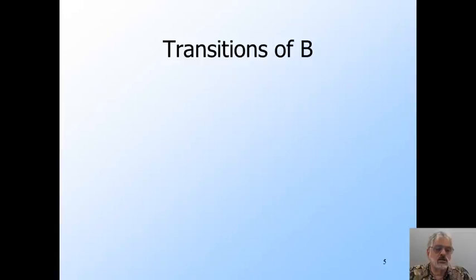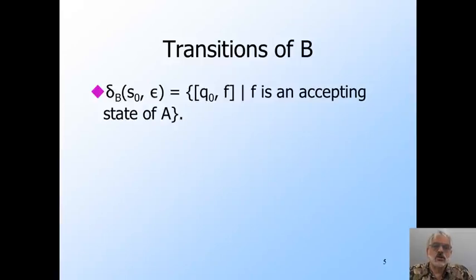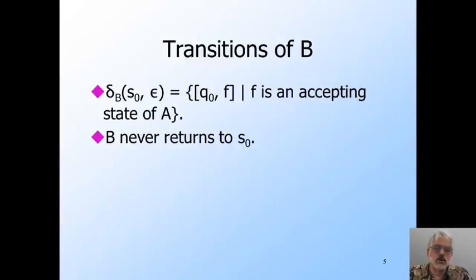Now let's design the transitions of B. From its initial state S0, B goes on epsilon to all pairs of A's states where the first state is the start state of A and the second is one of the accepting states of A. As we shall see, B never returns to S0.